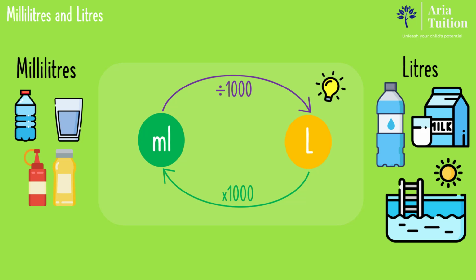Let's look at an example. What is 1,000 millilitres in litres? Simply divide 1,000 millilitres by 1,000 to equal 1 litre.